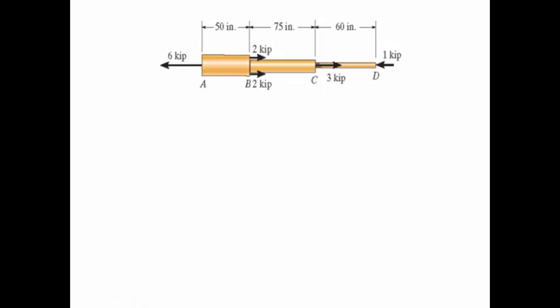Here we have a copper shaft that is subjected to axial loads. We can see that the axial loads are equilibrated, so we have 7 kips going to the left, the same thing as 7 kips going to the right, so the system is in equilibrium. But we are asked to determine what is the displacement of this end with respect to end A.